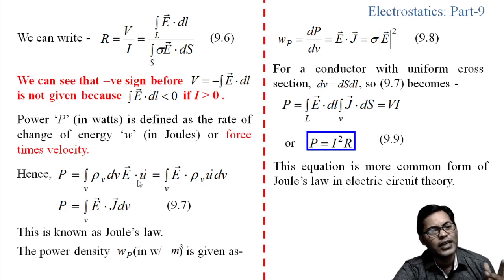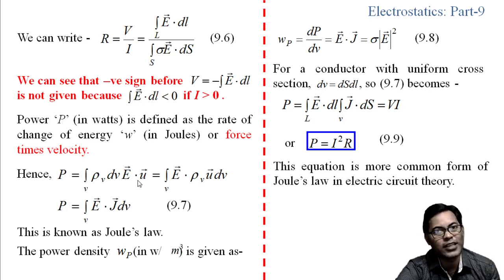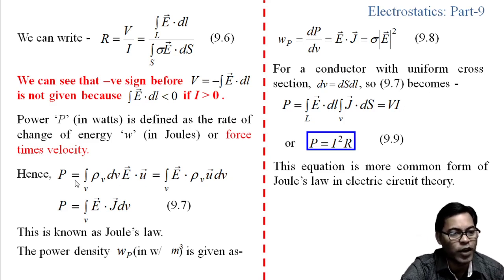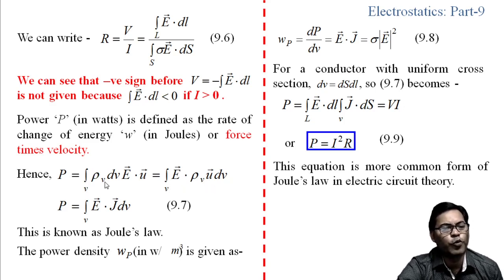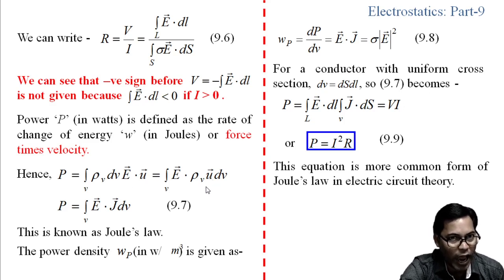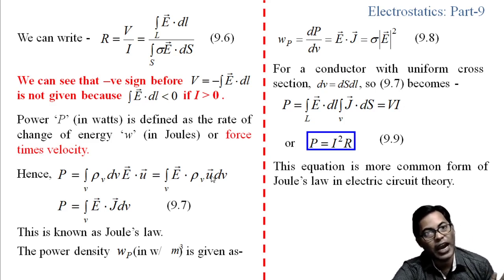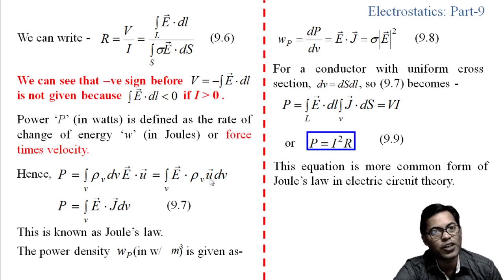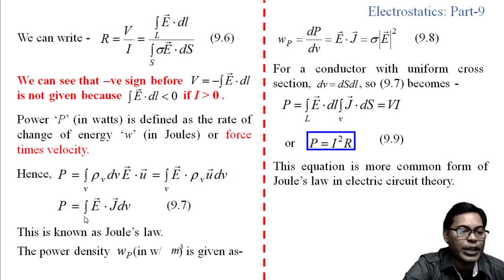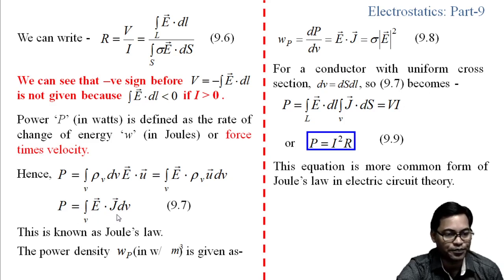But if it is moving in the same direction, then theta is 0, so cos theta will be 1, no problem. So P equals the volume integral of rho v dv E dot u, that equals the volume integral of E dot rho v u dv. So here rho v is constant, so we have multiplied this rho v with the u, because we want to write this expression rho v into u for the convection current. We have seen this is the current density. So ultimately P equals the volume integral of E dot J dv.